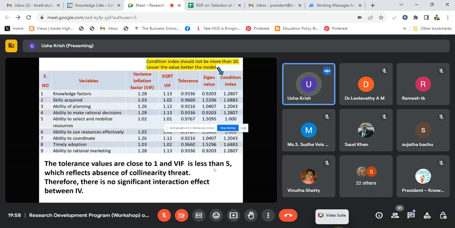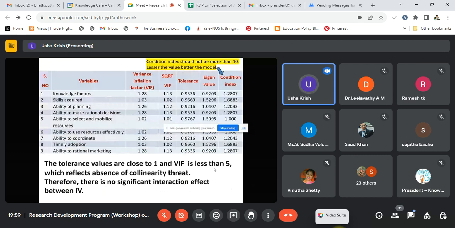This is the last table which comes under CFA. The title of the table will be collinearity test. Here we should observe that the variance inflation factor should not exceed 5, tolerance value should not exceed 1, and condition index is not more than 10. If these requirements are fulfilled, then there will be no collinearity threat.